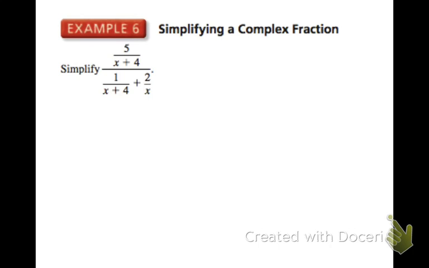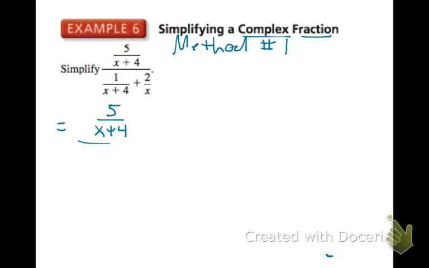So, example 6. 5 over x plus 4, divided by 1 over x plus 4 plus 2x. Right away you can see that you have fractions within one larger fraction, so this qualifies as a complex fraction. We're going to use method 1 to simplify this. Notice there's not an equal sign, so we're not solving. We are just simplifying. Method 1 means that I combine the numerator into one expression if it's not already, which it is, or one fraction, I guess, and then the denominator.